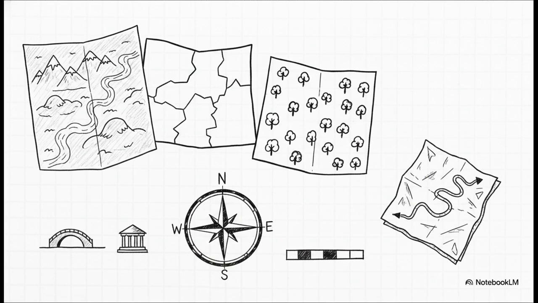Now, to read any of these, you rely on the three core components of maps. Distance is managed by a scale, which is the ratio between the actual ground distance and the mapped distance. Direction is guided by the four cardinal points on a compass: north, south, east, and west. And symbols are universally agreed upon signs for things like temples, roads, or bridges.